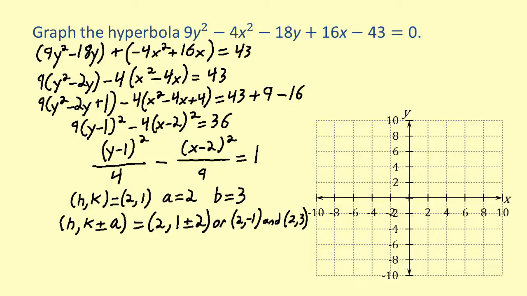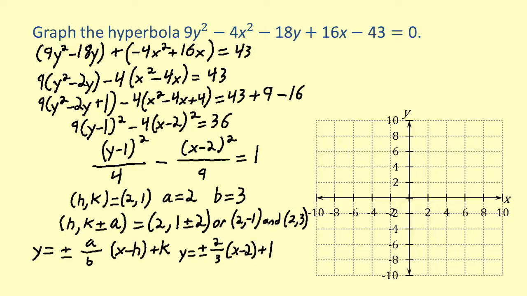Next, we have to find the equations of the asymptotes. Since the hyperbola opens up and down, the equations of the asymptotes will be in the form y equals plus or minus a over b times the quantity x minus h, plus k. Substituting, we get y equals plus or minus 2 over 3 times the quantity x minus 2, plus 1.